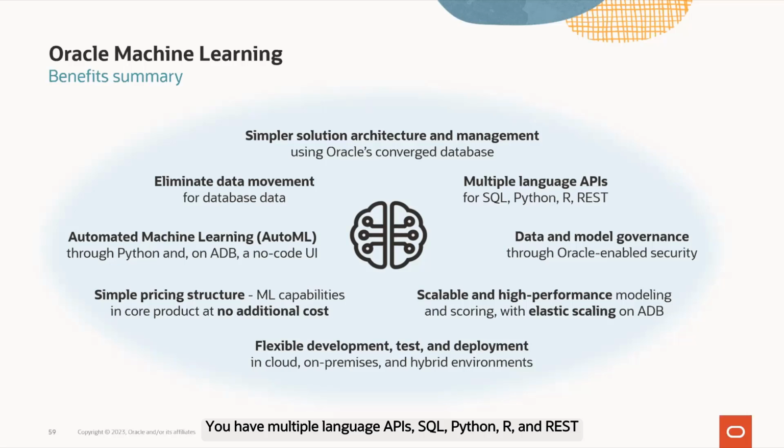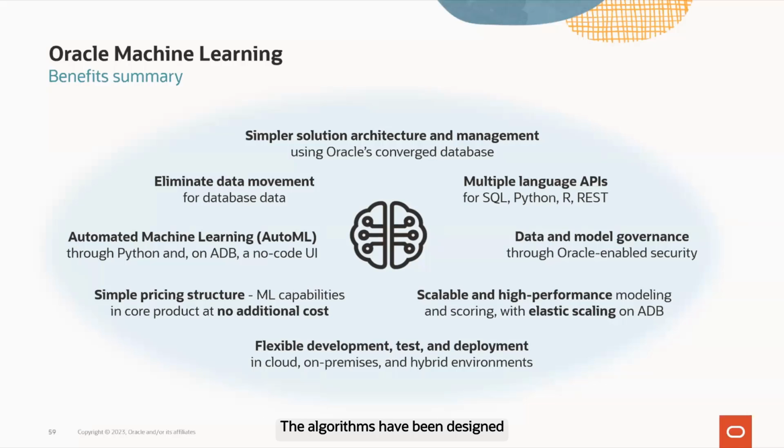You have multiple language APIs, SQL, Python, R, and REST available for you. There's also the automated machine learning capabilities, whether you want to use this through the Python API with OML4Py, or as Heli showed us with Autonomous Database and the AutoML no-code user interface. Data and model governance comes through Oracle-enabled security. It's also a simple pricing structure. It's free. It's included in your database license if you're an on-premises user. Or if you have Autonomous Database, it's immediately available for you to use.